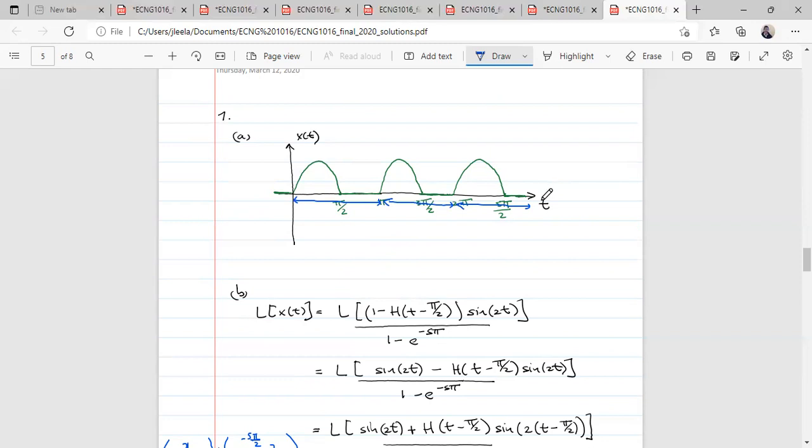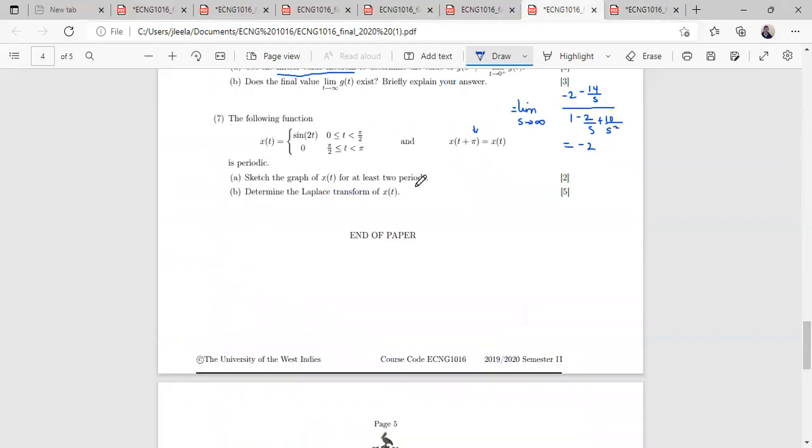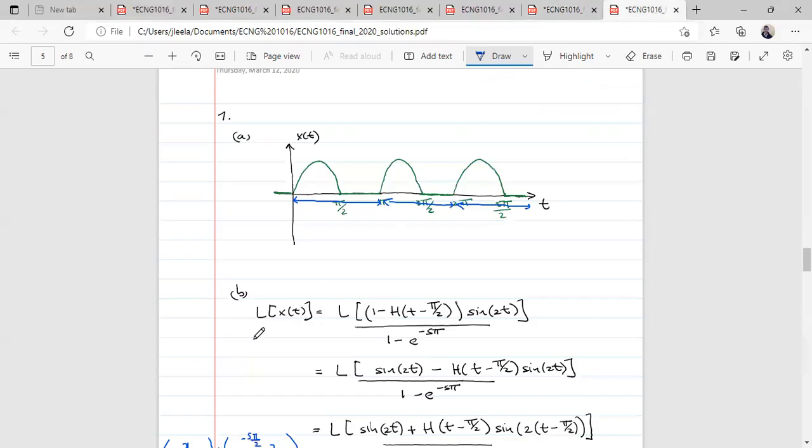Right. So now you want to find the Laplace, and that is 2 marks. Determine the Laplace of x(t). What you have to do here is write the function in terms of the Heaviside function. So you have the Laplace of (1 minus h(t minus pi over 2)) times sine 2t. You're taking the Laplace of that and dividing. Remember, when you're finding the Laplace of a periodic function, you're always dividing by 1 minus e to the minus s times your period.